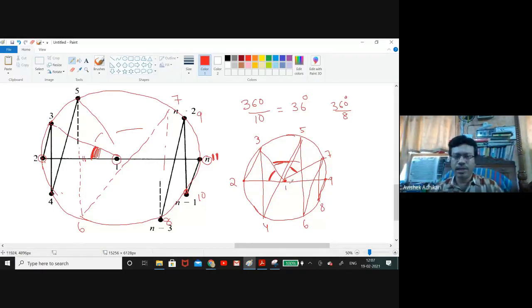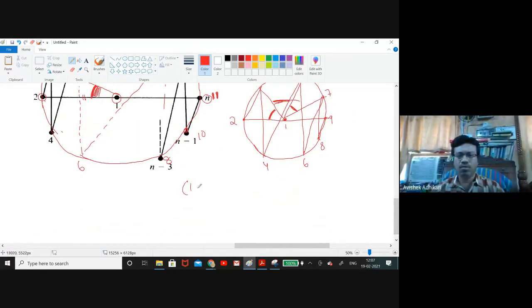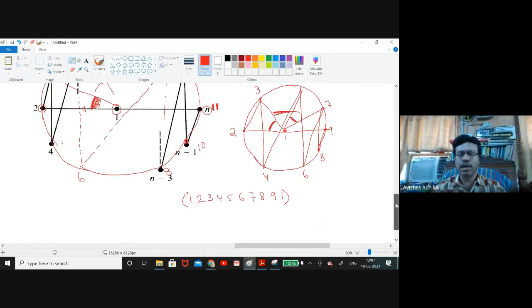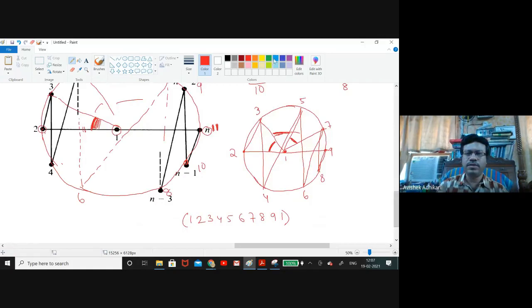So initially, the first Hamiltonian circuit for me was 1, 2, 3, 4, 5, 6, 7, 8, 9, and then 1. I come back to here. Now, if I do a trick here, for example, if I just make an angle shift, rotate here by 36 degrees, then what will happen? This 4 will come here. So here it will be 4, it will be 2, this will be 3, this will be 5, this will be 7, this will be 9, this will be 8, and this will be 6.